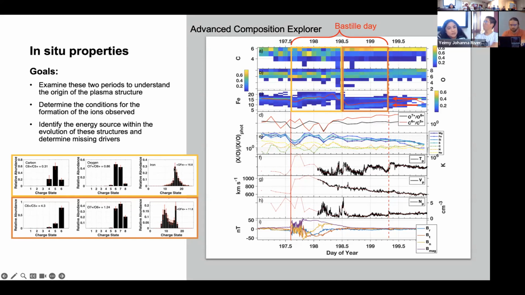And you can see the iron now very nicely peaking in iron 16, and then this double peak, this bimodal feature in the iron. That's really nice. Again, not just in the Bastille Day event, but actually seen in most other CMEs as well, which is really interesting to us because we don't know how it's formed. So that was actually one of the structures that we were able to reconstruct as well. So the goal of the work is examining these two periods, these two structures, to really understand where they're coming from.